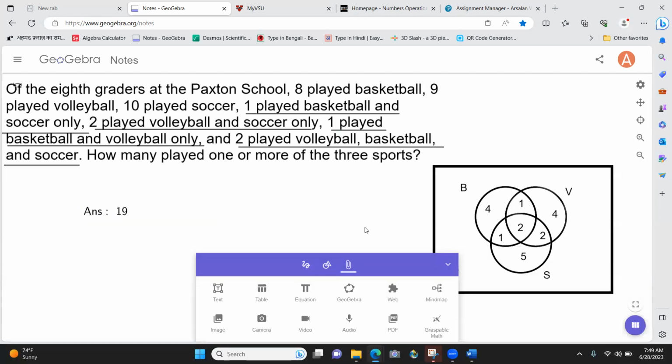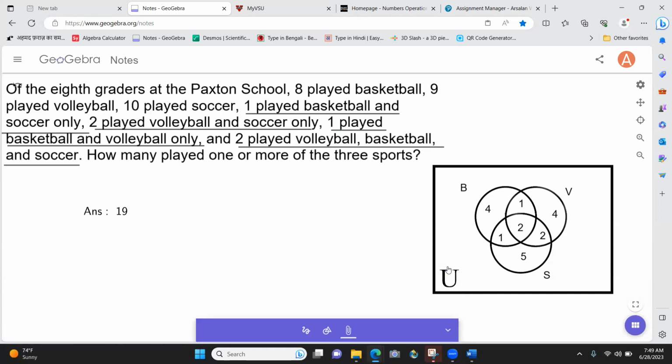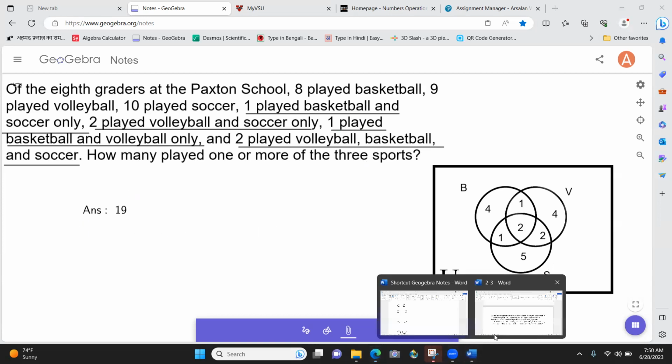Again, when you're doing sets, you have to be very careful about the word only. I can say by looking at this picture, 4 played only basketball, 4 played only volleyball, 5 played only soccer. But 5 plus 1 plus 2 plus 1 is 10 played soccer. 4 plus 2 plus 2 plus 1 is 9, 9 played volleyball. And 4 plus 1 plus 2 plus 1, which is 8, 8 played basketball. You really have to be very careful about those words and wording. So that's the answer to one of the problems in your book, one of the harder ones. Let's do one more.